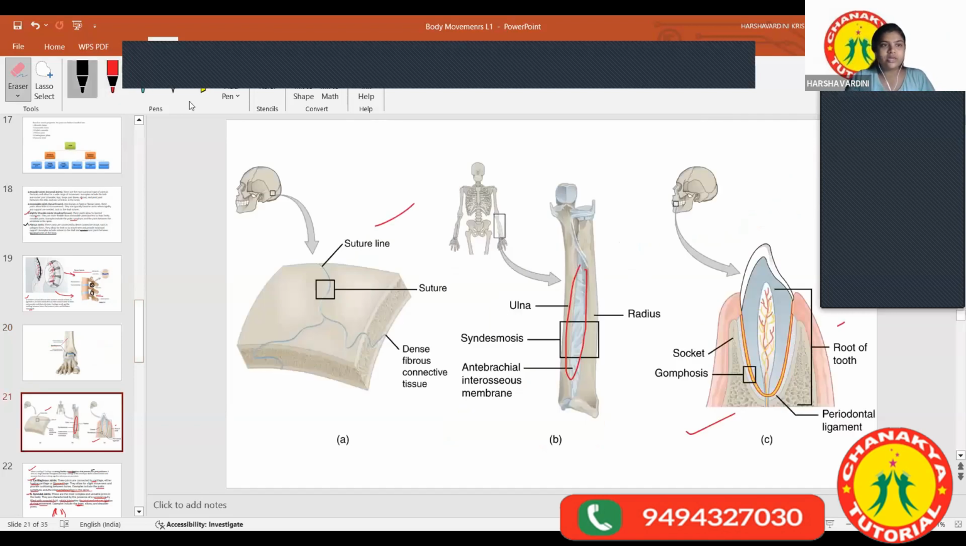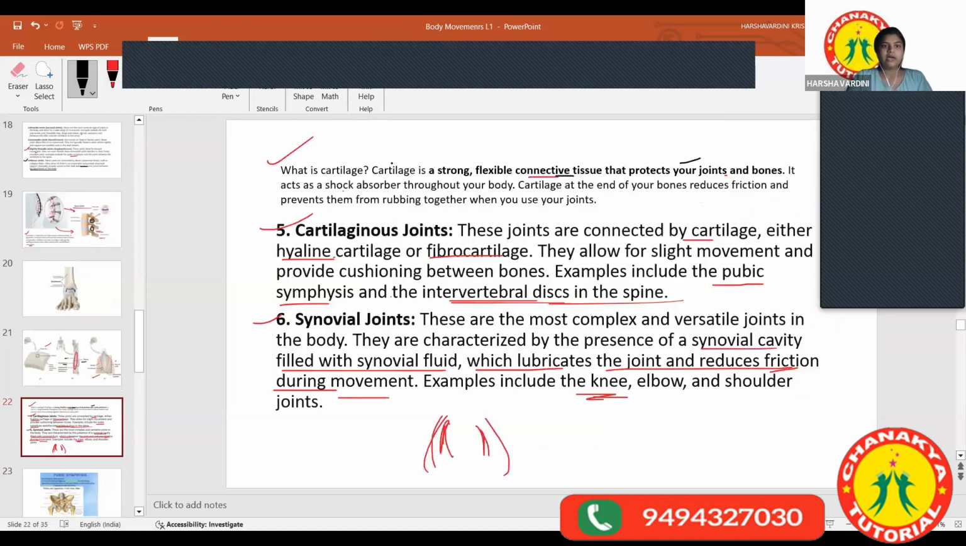And then this is just an example of radius and ulna. Syndesmosis, you can see here. Syndesmosis is again present here. Fibrous tissue, basically.